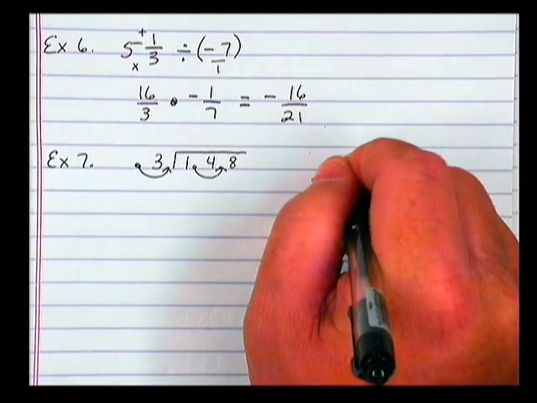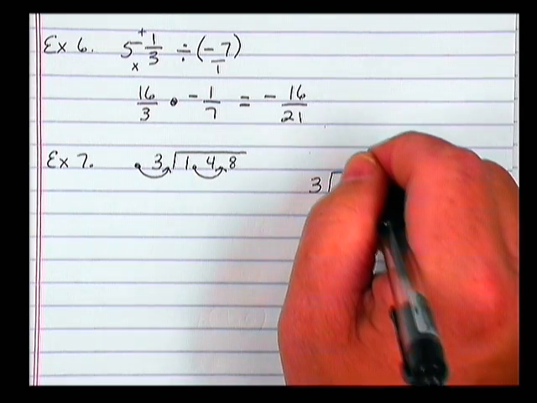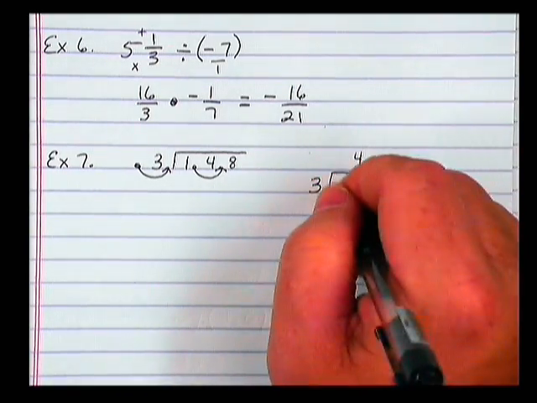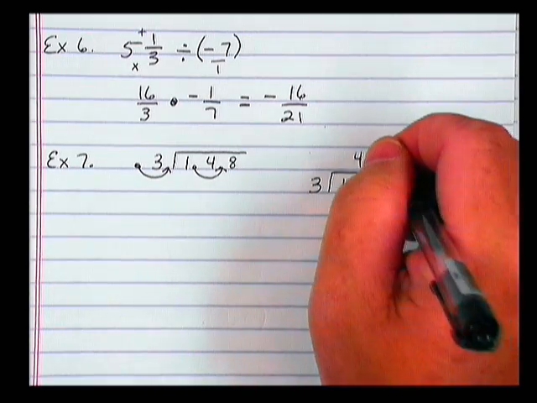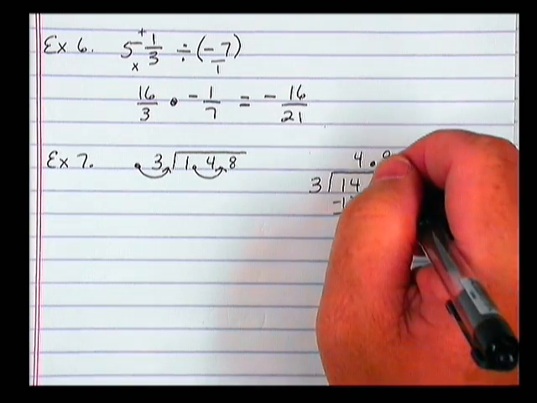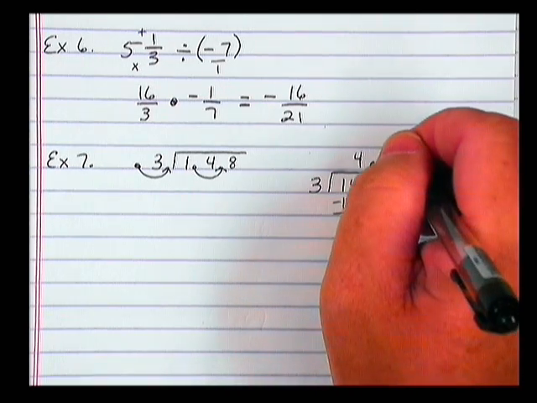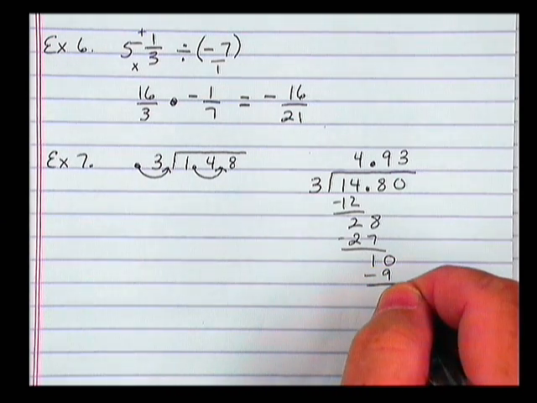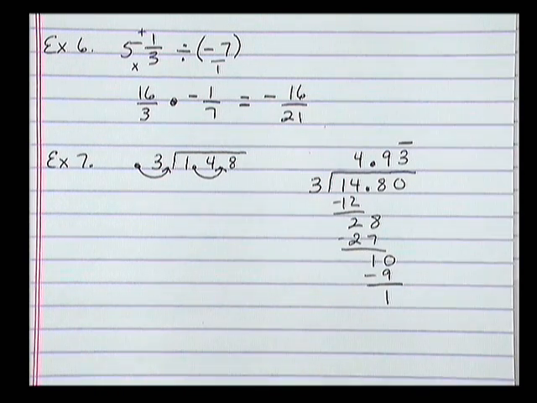3 divides into 14.8. Bring your decimal up right away. Goes in 4 times. That's 12. Subtract, 2 with an 8. 3 goes into 28 9 times. 27. Subtract. I get 1 left over. Have to add a 0 here. 3 goes into 10 3 times. That's 9. Subtract. Uh-oh, I'm going to keep getting 1s. So this is going to be repeating. That's it.